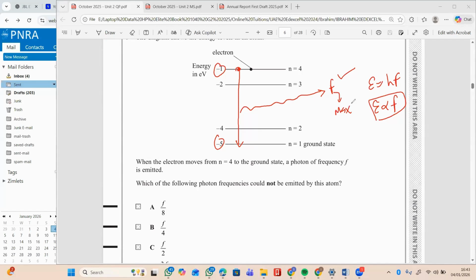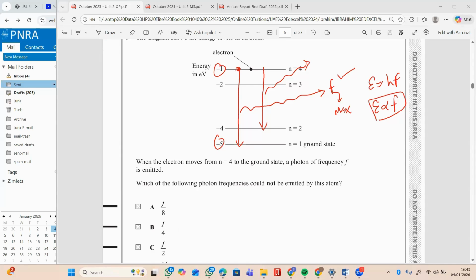Now, there are 4 shells, right? So if it is not moving to N1 and rather it is moving to N2, what will be the frequency? It is going to be definitely less than F max because F is showing the maximum energy, but here from N4 to N2, the energy is not maximum. It's just 4 minus 1, I mean 3, but for 5 minus 1, it's going to be 4, right?